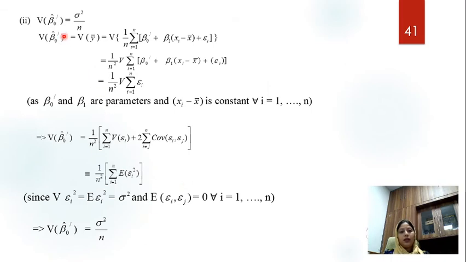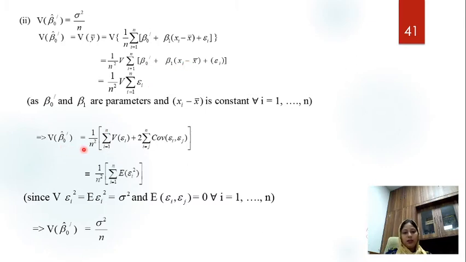So variance of beta naught hat dash is sigma square by n. We are supposed to prove this. So let us see, variance of beta naught hat dash is equal to variance of y bar. So we have taken variance. Beta naught hat dash is equal to this term. So variance of a constant times this, so n square variance becomes this. So variance of summation epsilon i, as beta naught dash and beta 1 are parameters, that means they are constants, and xi minus x bar is constant for all i. So only epsilon i will be counted here. All other terms will have variance 0.